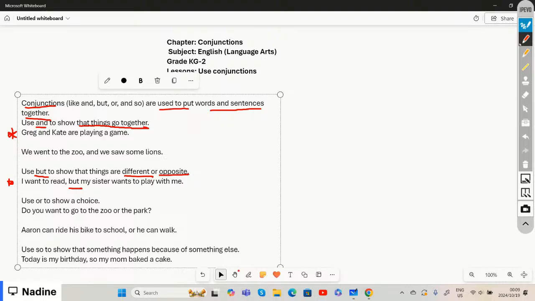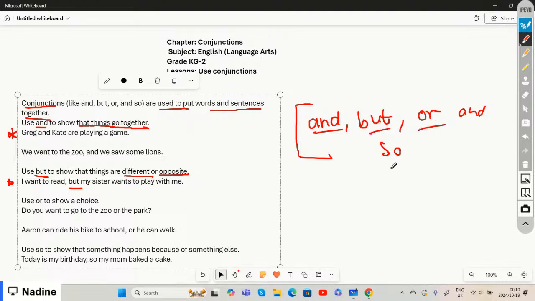All right. And then if we were to look at an example of how to use the word but within a sentence. Conjunctions are words like and, but, or, and so. So these are conjunctions: and, but, or, and so.